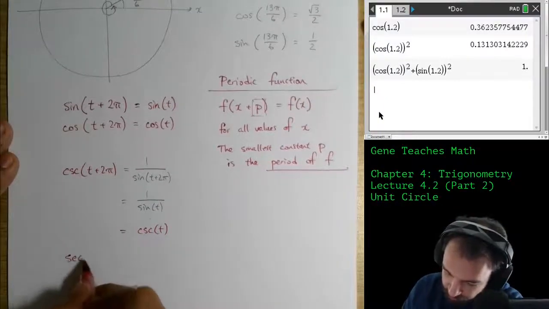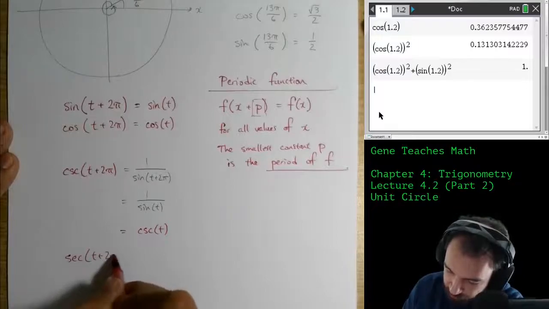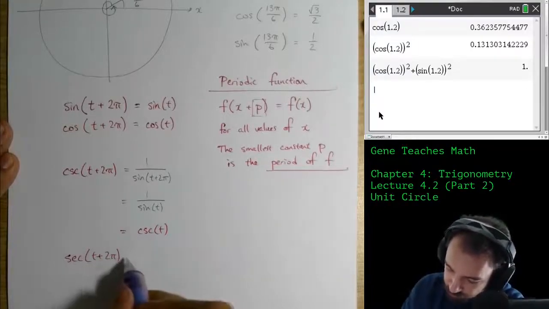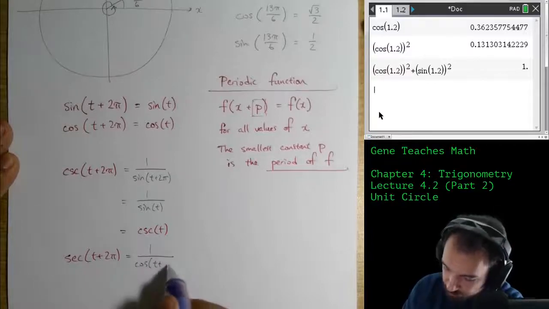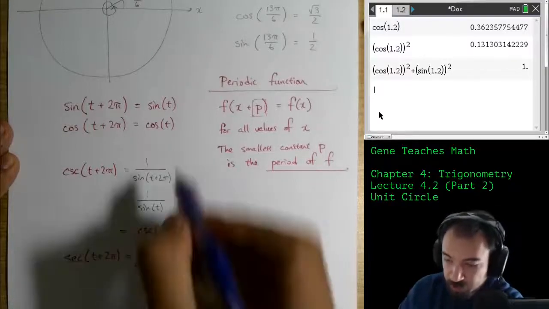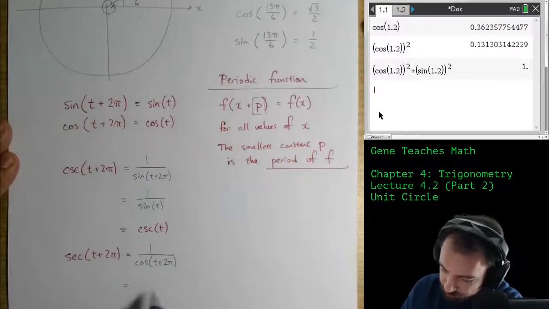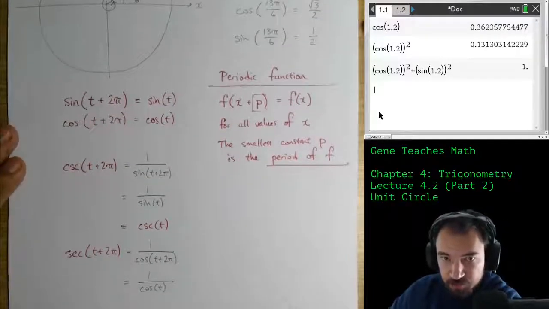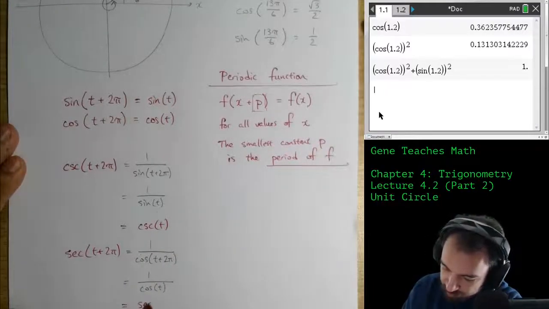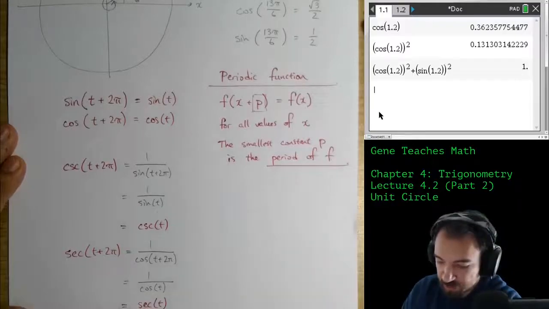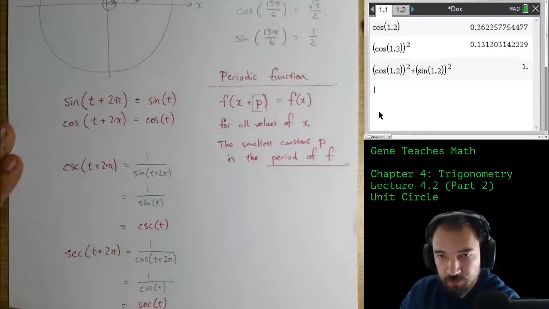Same with secant. Secant of t plus 2 pi, which is 1 over cosine of t plus 2 pi. And by using this property, we can say this is the same thing as 1 over cosine of regular t, because cosine is periodic with period 2 pi. We can finally conclude that this is the same as secant of regular t, and hence secant also has a period of 2 pi.